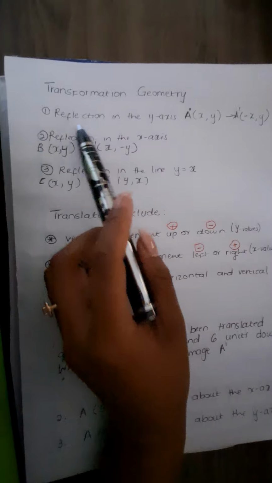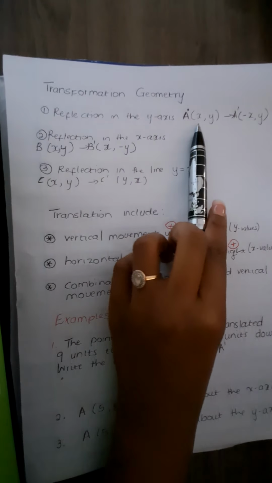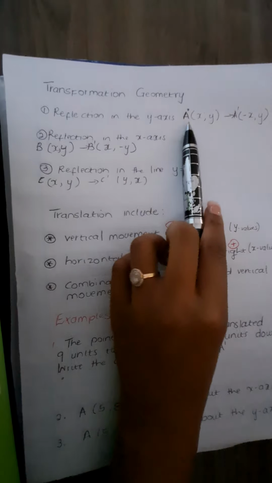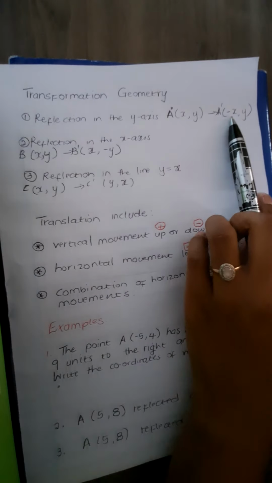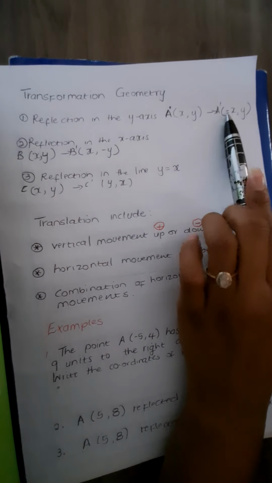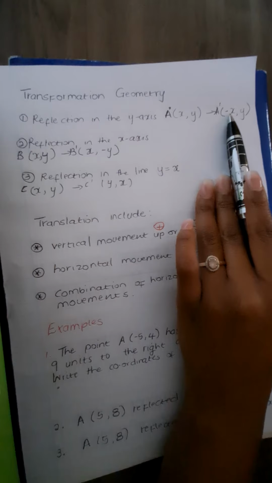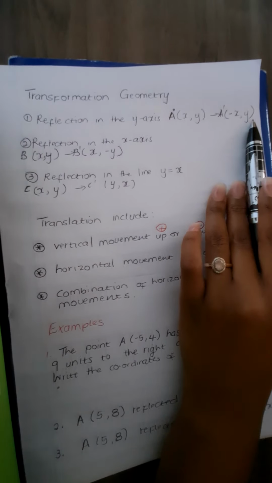You can have a reflection in the y-axis. So your original image A, when you reflect it about the y-axis, if you check your new image, instead of having positive x, you'll have the negative x, and the y remains as it is. Meaning when you are reflecting a point about the y-axis, the x changes.